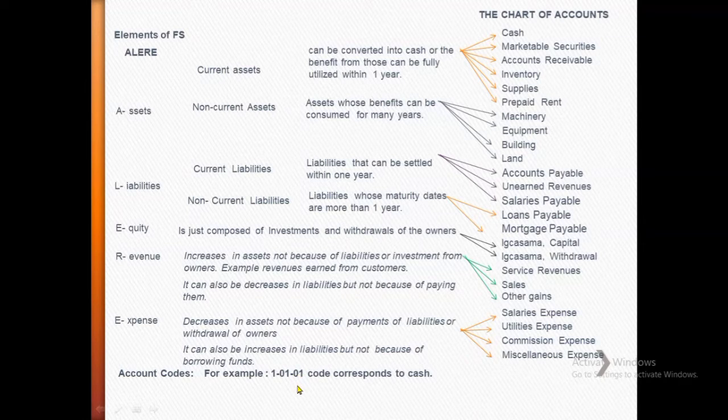So following the pattern, we can say that commission expense should have a code of 5-00-03. 5 is for the expenses. The next two digits are 00 because there is no current and non-current classification for expenses, and the last two digits are -03 because, of all the expenses, it is the third expense. So actually, a company can list their own account titles and design their own account codes.